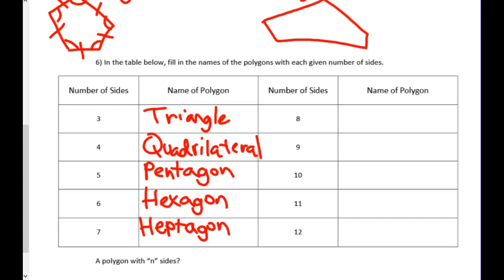What about 8? Okay, so hopefully you know the animal that lives in the sea, called the octopus, has 8 tentacles or whatever. So yeah, octagon actually.